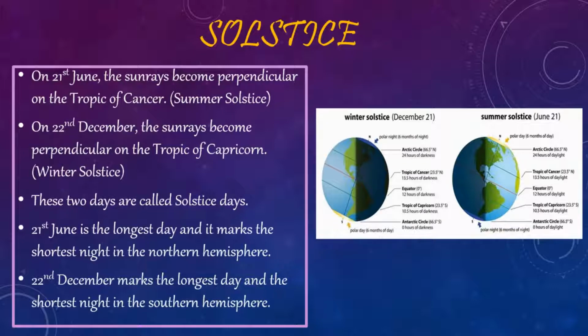21st June is the longest day and it marks the shortest night in the northern hemisphere. And 22nd December marks the longest day and the shortest night in the southern hemisphere.